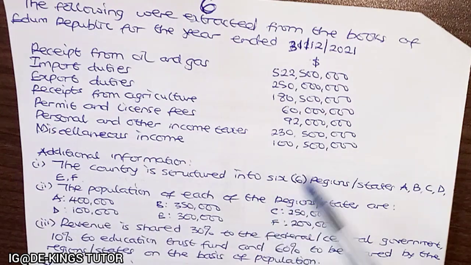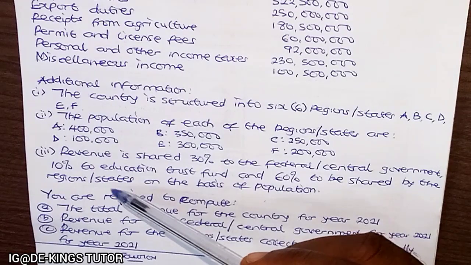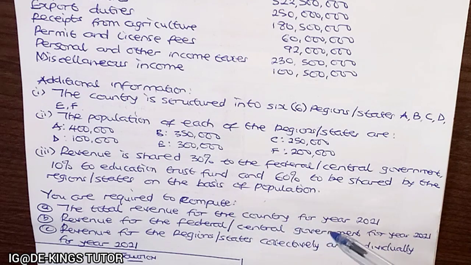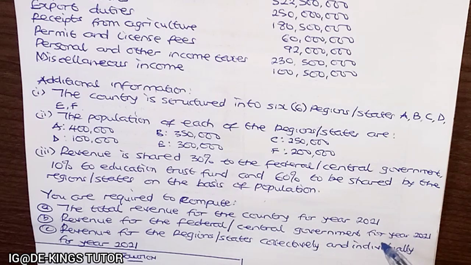The population of each of the regions or states are A 400,000, B 350,000, C 250,000, D 100,000, E 300,000, and F 200,000. Revenue is shared 30% to the federal/central government, 10% to education trust fund, and 60% to be shared by the regions or states on the basis of population. We are required to compute A, revenue for the country for the year 2021, B, revenue for the federal/central government, and C, revenue for the regions/states collectively and individually for the year 2021.